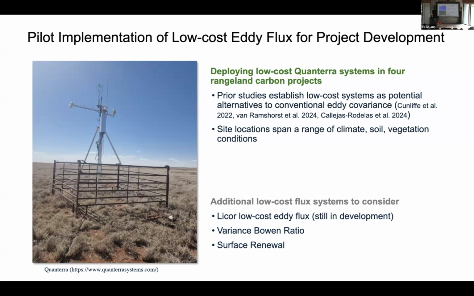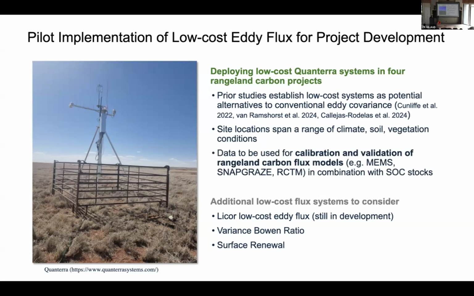Part of the impetus for using these low-cost systems is obviously that they're scalable because of the cost, but also because prior studies have established that when they are deployed in a proper manner, these low-cost systems can be viable alternatives to conventional eddy covariance systems. The plan is to use this data for calibration and validation of rangeland carbon flux models. These are ecosystem biogeochemistry models, in combination with typical soil organic carbon stock measurements. So the two combined will hopefully provide that constraint to robustly develop and validate reliable models.